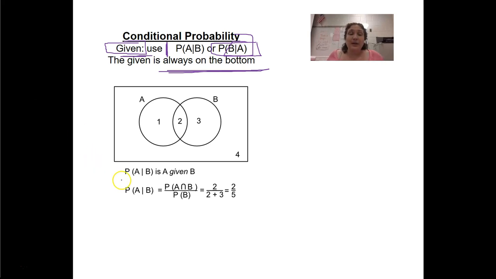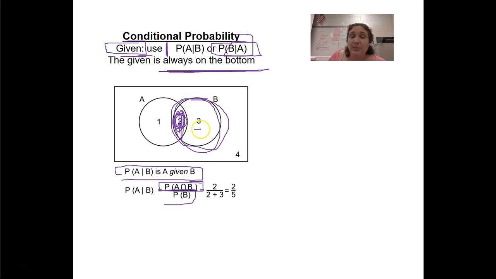So here's an example. Probability of A given B happening. First we find the probability of A and B happening together. There are 2 things that A and B have in common right here. Then what's the probability of B happening? Well, how we got that is B is this whole circle. So it's the 2 here plus this 3 here. So that's how we got the 2/5.